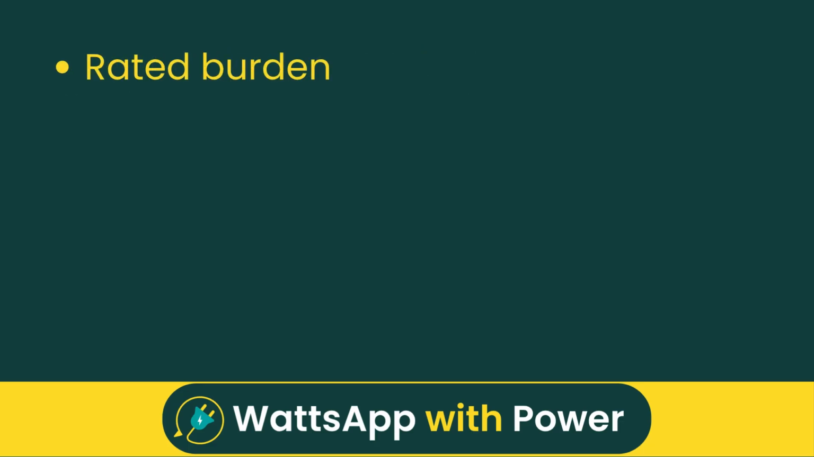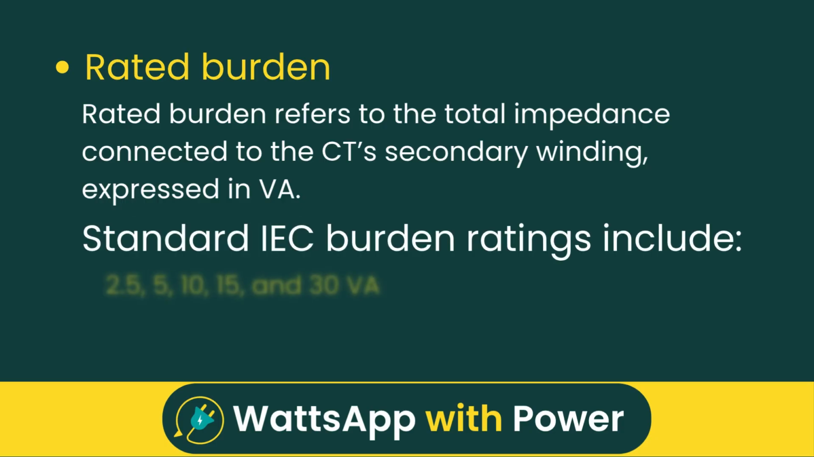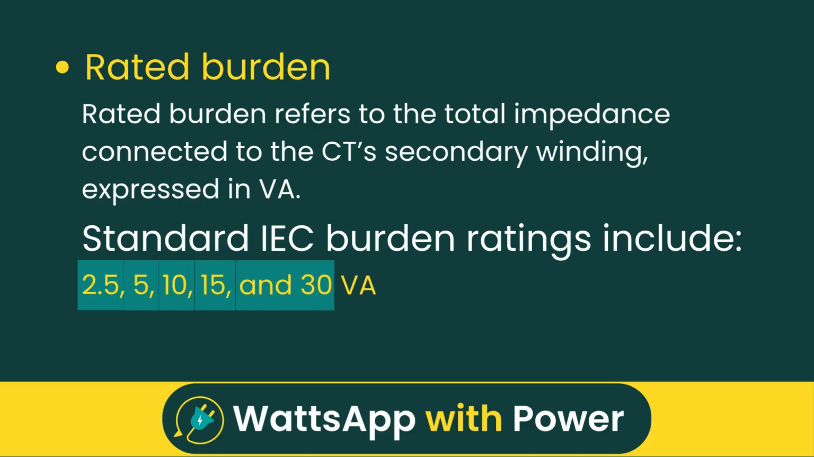Finally, we have the rated burden. Rated burden refers to the total impedance connected to the CT secondary winding, expressed in voltamperes. IEC defines standard rated burdens as 2.5, 5, 10, 15, and 30 VA. Getting the burden right is key.